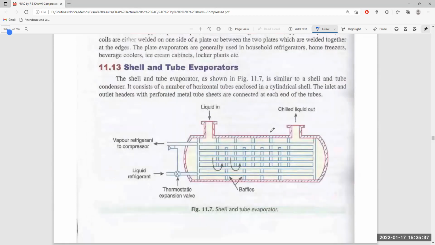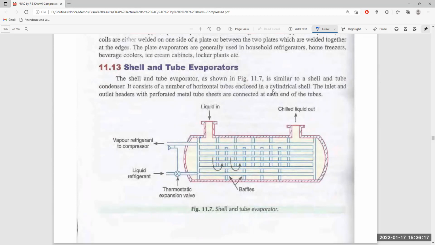Shell and tube evaporator. The shell and tube evaporator, as in the figure, is similar to a shell and tube condenser. It consists of a number of horizontal tubes enclosed in a cylindrical shell, and its inlet and outlet headers are perforated metal sheets which are connected to each end of the tube. So this is like a shell and tube condenser.